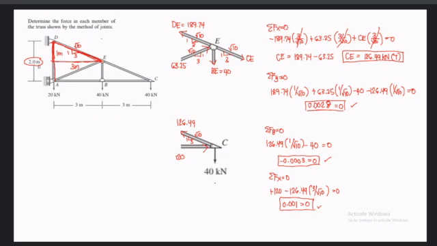Saan galing si square root of 10? That's Pythagorean theorem. Ayan. Okay?